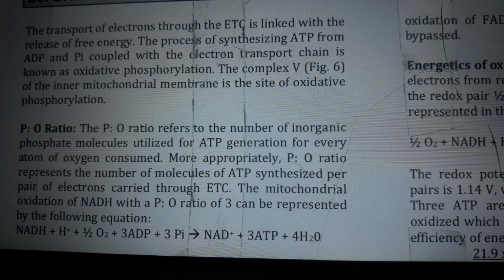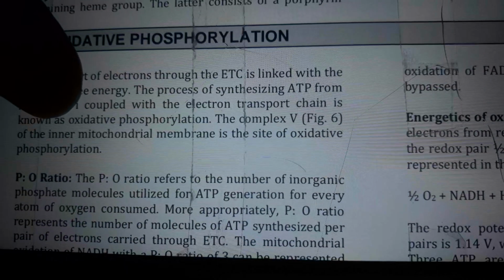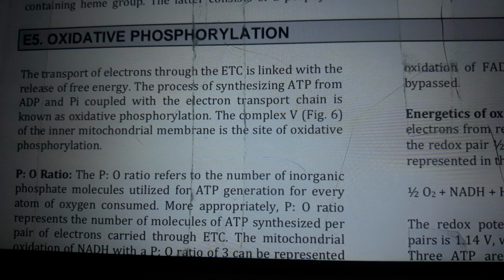The next topic for today is oxidative phosphorylation. The transport of electrons through the ETC is linked with the release of free energy. The process of synthesizing ATP from ADP and Pi (inorganic phosphate), coupled with the electron transport chain, is known as oxidative phosphorylation. Complex V of the inner mitochondrial membrane is the site of oxidative phosphorylation.